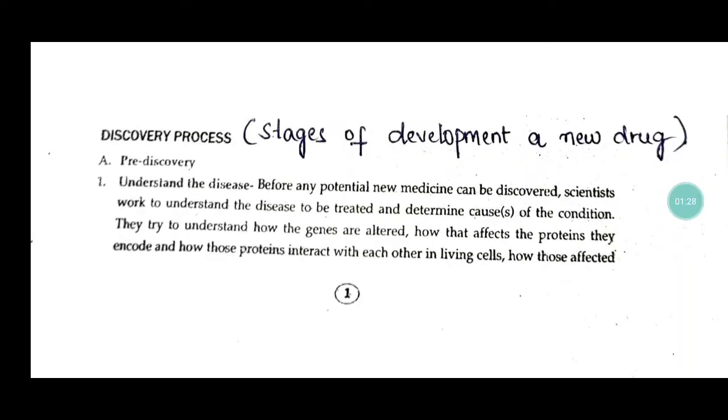So I'll start from the first question, that is stages of development of a new drug. First we'll start with pre-discovery. We have to understand the disease, what disease the patient is suffering from, to develop a new drug. So understand the disease before any potential of a new medicine can be discovered. The scientists work to discover the disease to be treated and determine the causes of the condition. As I said, pre-discovery means we first have to understand the disease the patient is suffering from.